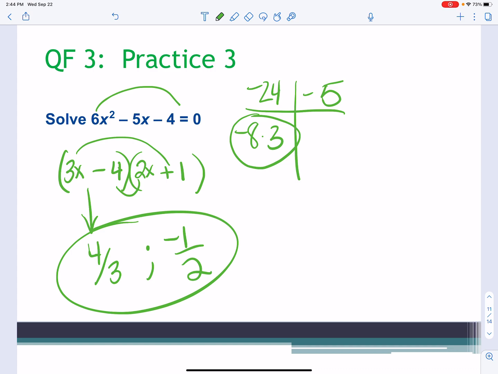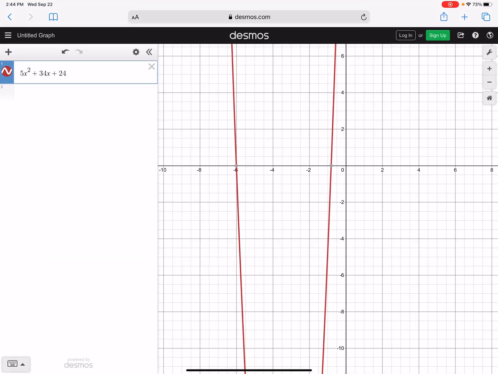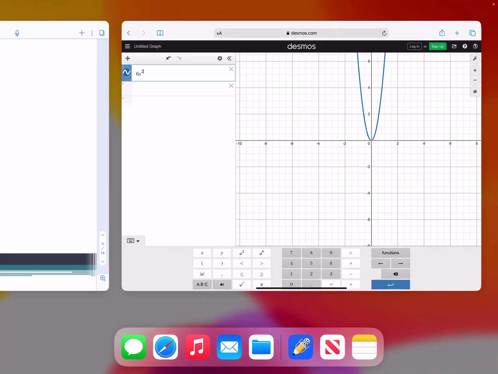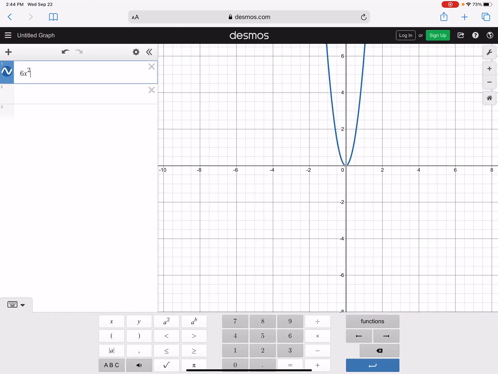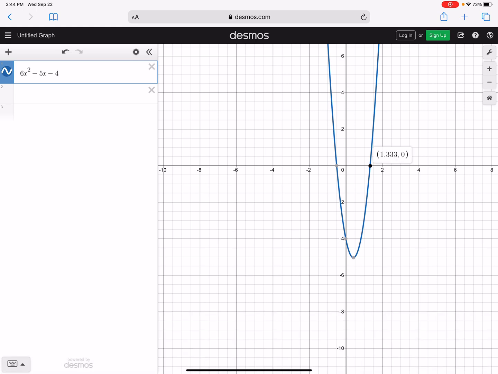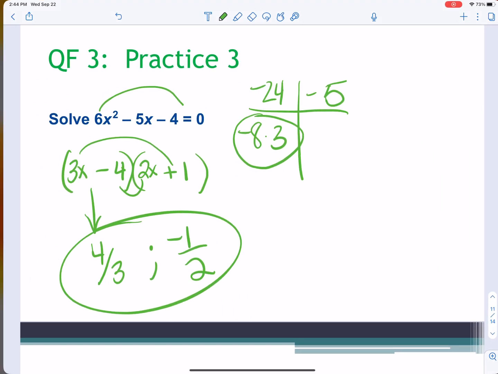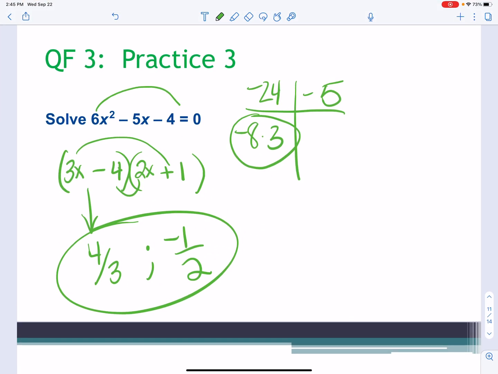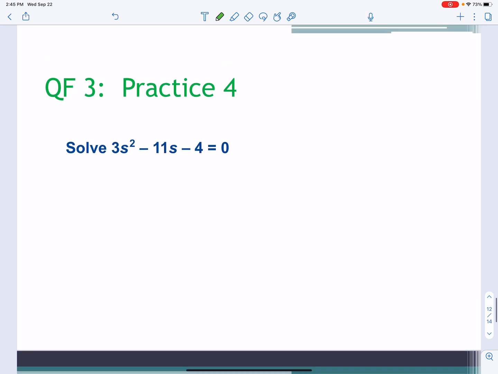Again, this is a tough question. It might be a good one to plug into your calculator. So you have 6x squared minus 5x minus 4. So I can check. One of my answers is 1.33. That's 4/3. That's the first one. And the other one is negative 1/2. So my roots are there. They're correct. I must have done it right. Okay. All right. So try that one. Pause and try.